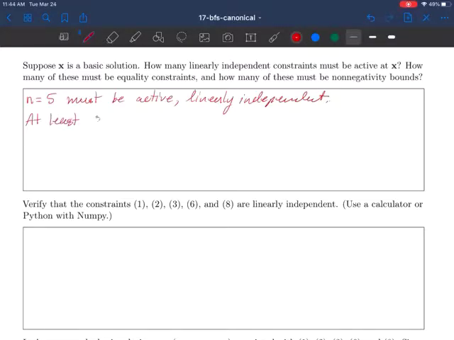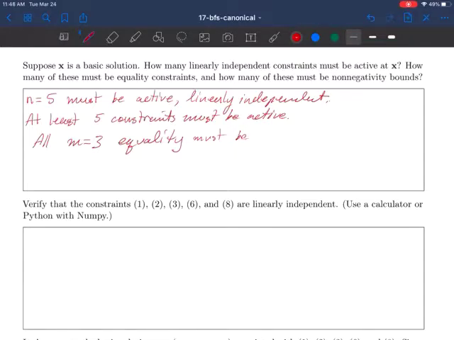At least 5 constraints must be active. All m, and in this case 3 equals 3 equality constraints. Remember, all equality constraints must be satisfied, which means they're active.